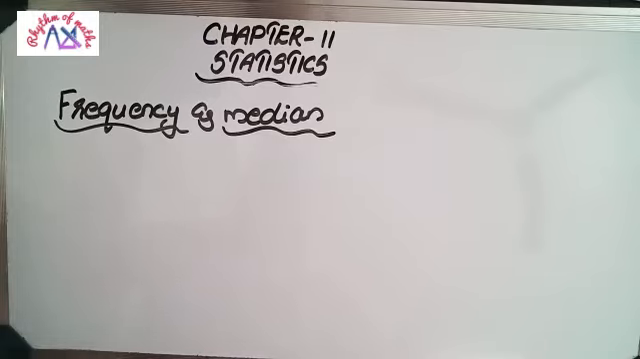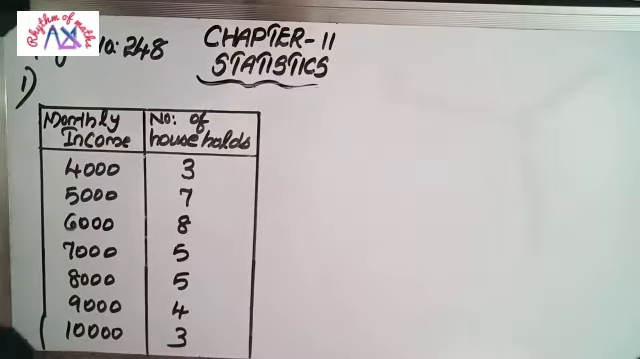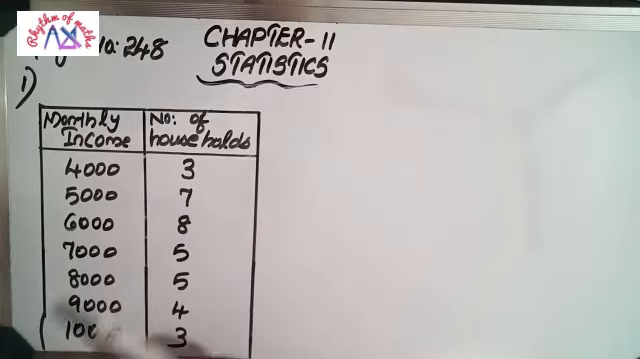Let's check by doing problems from the textbook. Page number 248, first question. The question is: 35 households in a neighborhood are sorted according to their monthly income in the table below. Calculate the median income. Here the monthly income of some households in a particular locality is given. This is the monthly income, and this is the number of households or families.